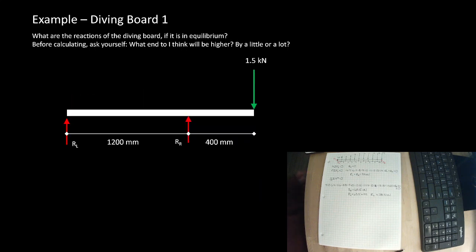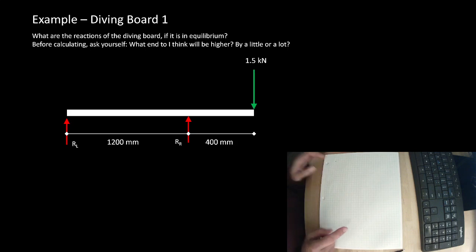Let's take a look at this diving board. Okay, so for this one, we have our unknown reactions and somebody standing out here at the end. What do you think is going to happen with this? Pick up a ruler if you'd like, and hold it on your fingers, and then put an eraser at the end of the ruler, and see what happens.